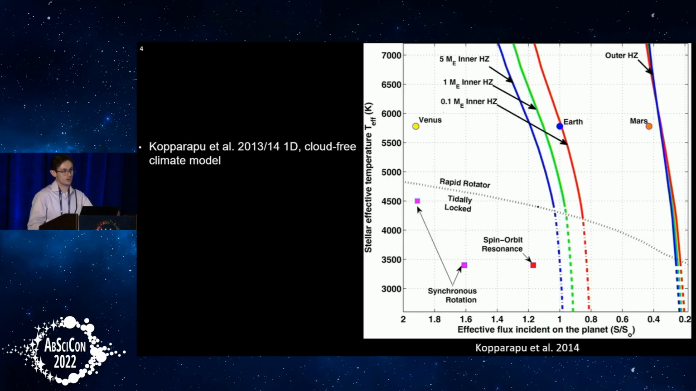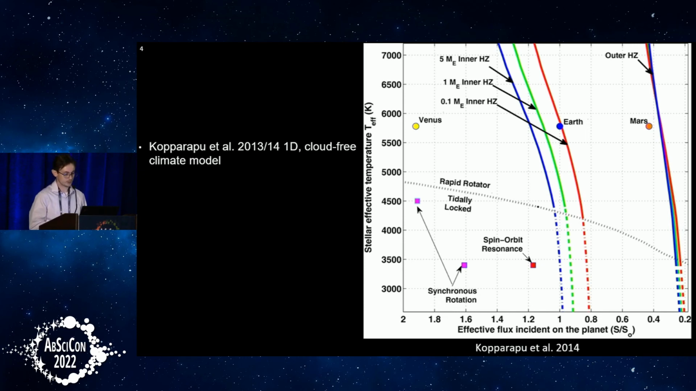All right, and so we originally did this using models from Kopparapu et al. 2013 and 2014, which used a 1D cloud-free climate model to determine the habitable zone boundaries. You can see that on the plot on the right here. This is from the 2014 paper, and we use the three models from that for a 0.1 Earth mass planet, a 1 Earth mass planet, and a 5 Earth mass planet.